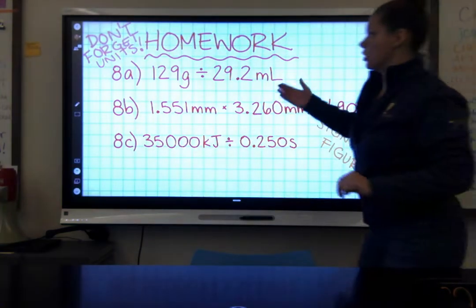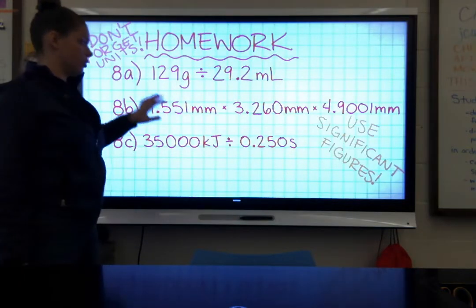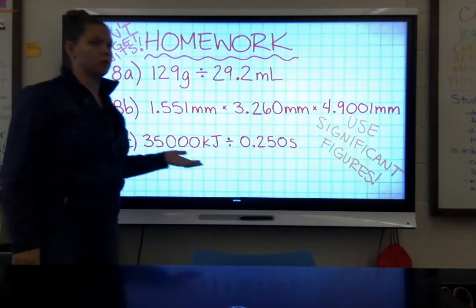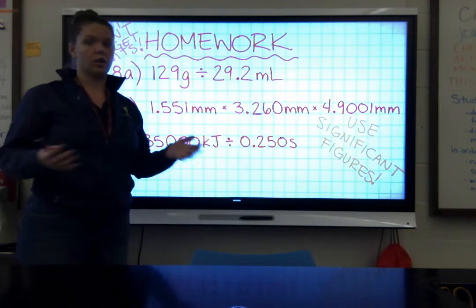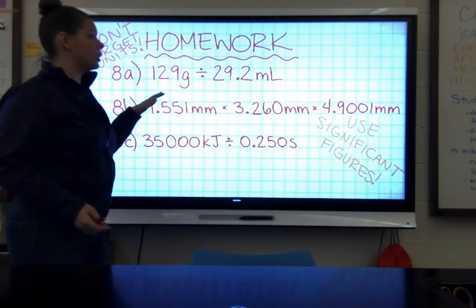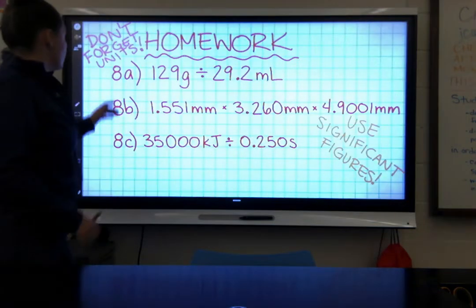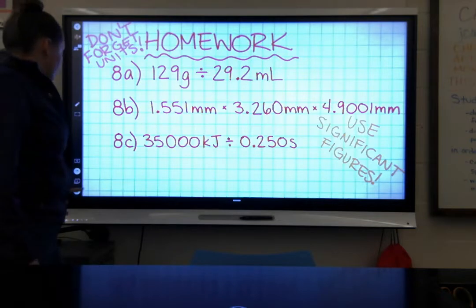Alright guys, this was our homework the other night where we were assessing significant figures. So all of these calculations you can do on a calculator or on your phone calculator, however you need to do it, but we need to make sure that we have our significant figure rules all together. So let's start with the first one.